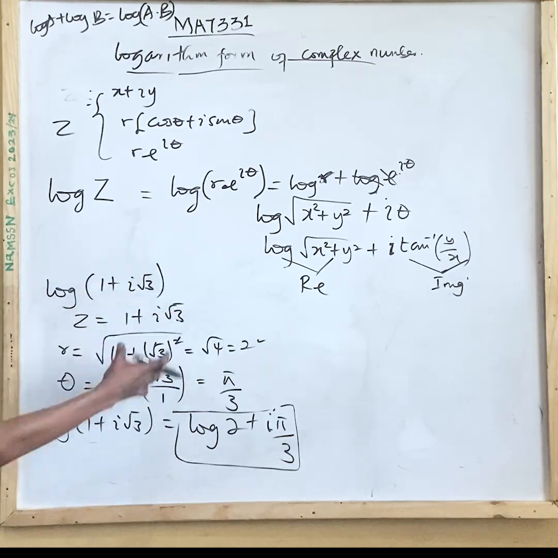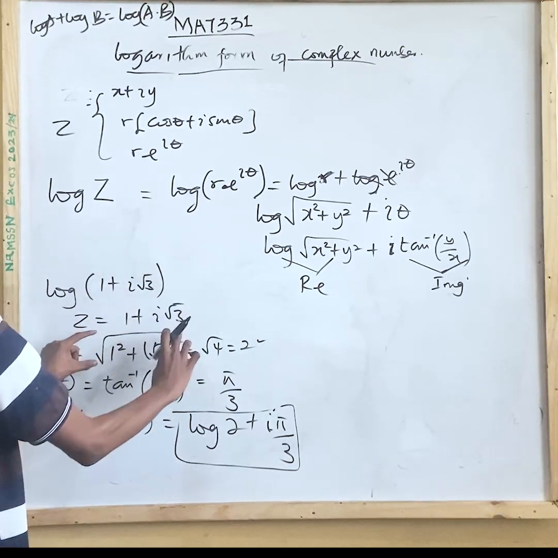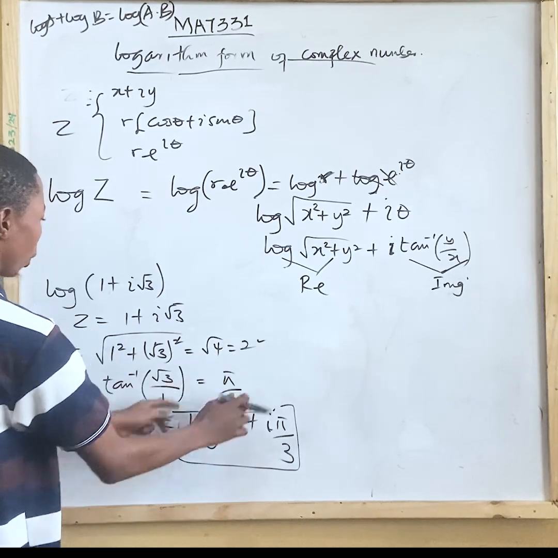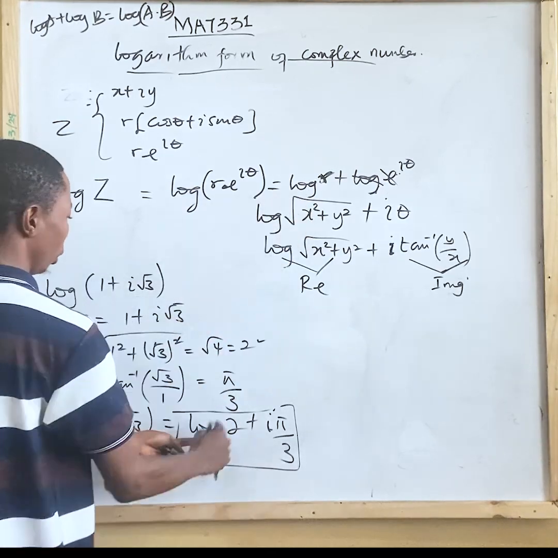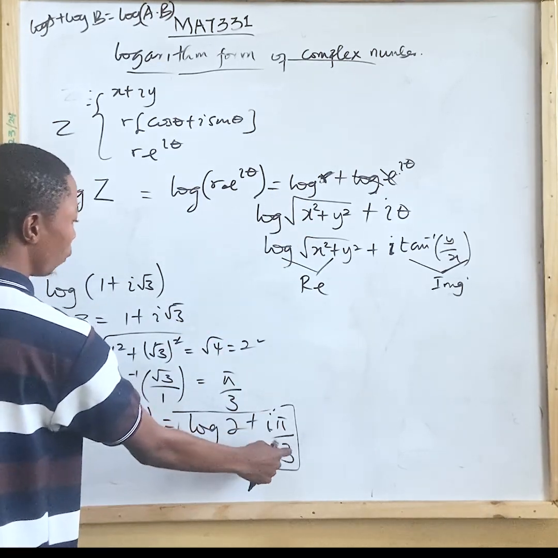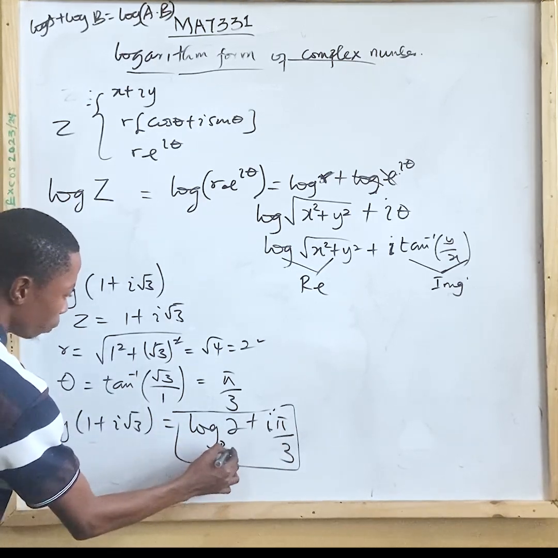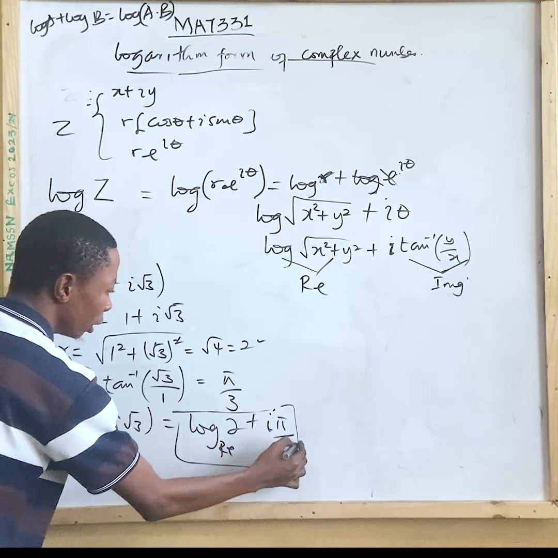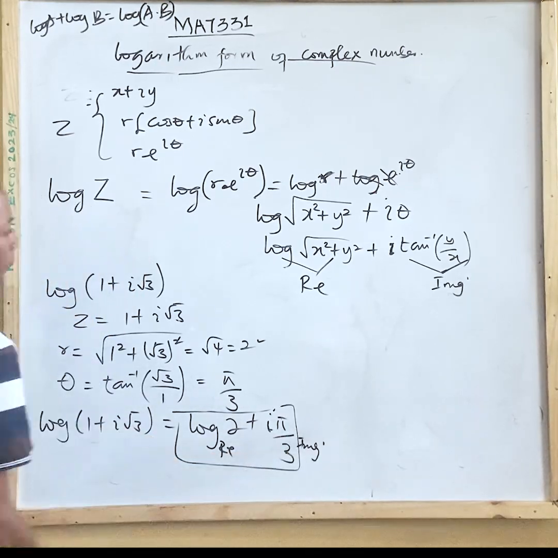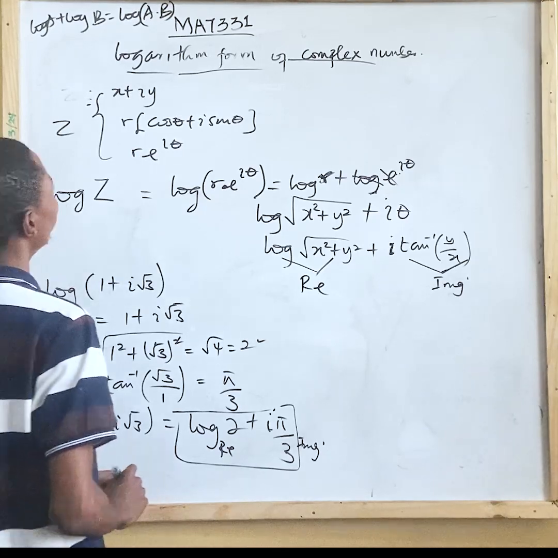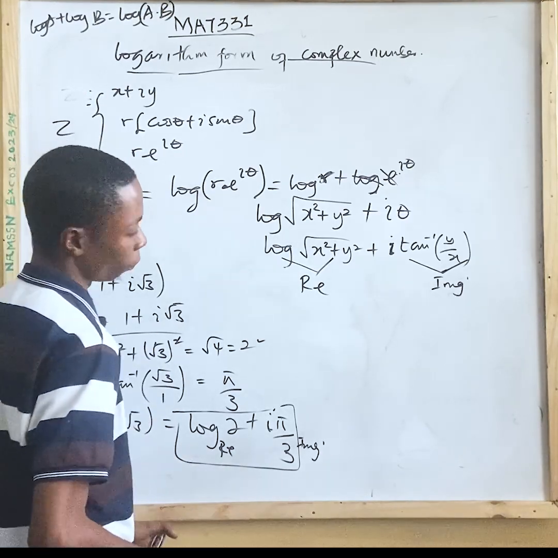So log of 1 plus i root 3: take the complex number, find the modulus and argument, and then you have the log of the modulus plus i pi over 3, where pi over 3 is the argument. You observe that this log 2 is the real part, and this i pi over 3 is the imaginary part. So that is how we express a complex number in logarithm form.